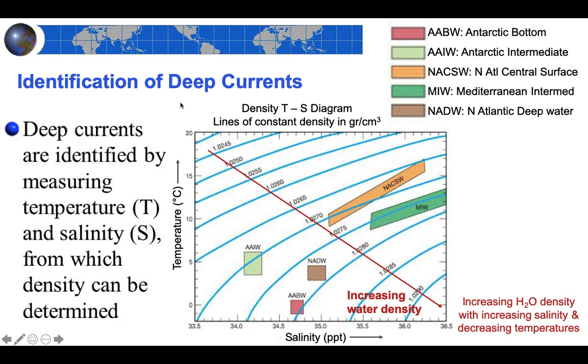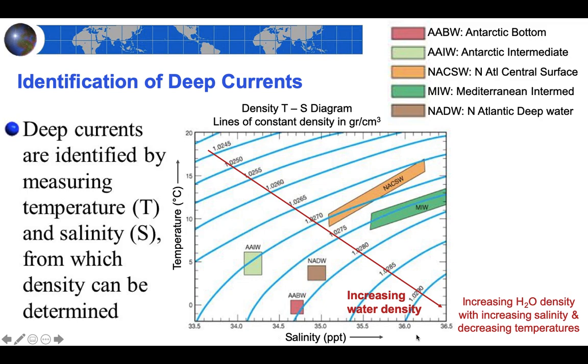We identify deep water masses and deep currents by their temperature and salinity characteristics. So this is a TS diagram, the density TS diagram that we talked about earlier. And you're looking at the temperatures increasing from 0 degrees Celsius to 20 degrees Celsius, going up in this direction on the vertical axis. And we have the salinities increasing from left to right, from about 33.5 per thousand to 36.5 per thousand, ppt. So that's salinity increasing in this direction.